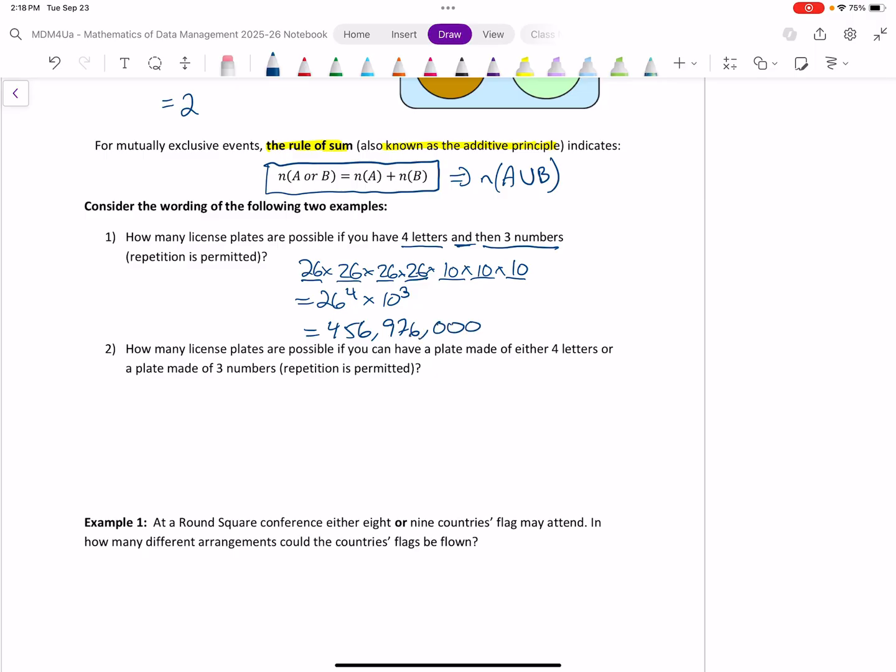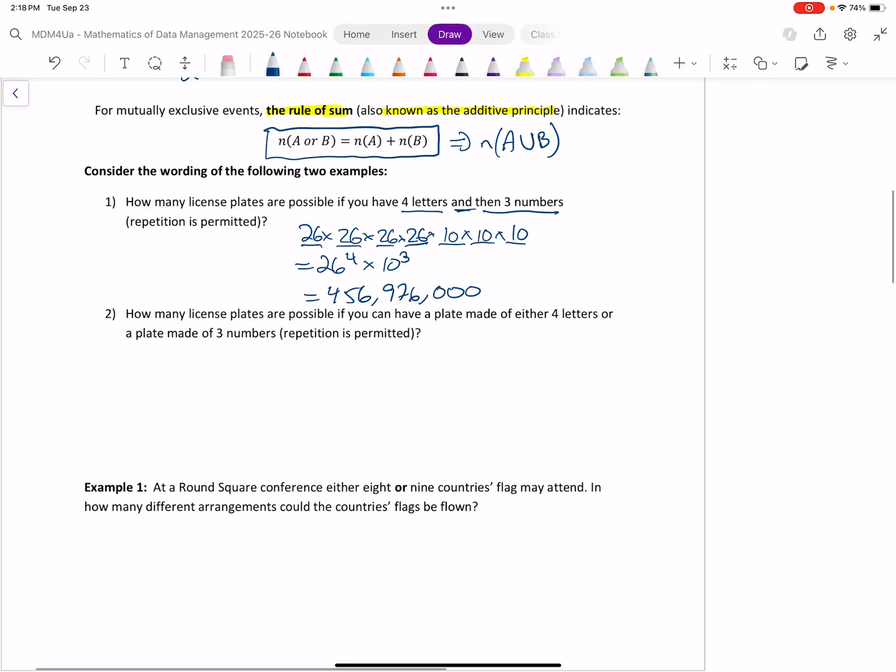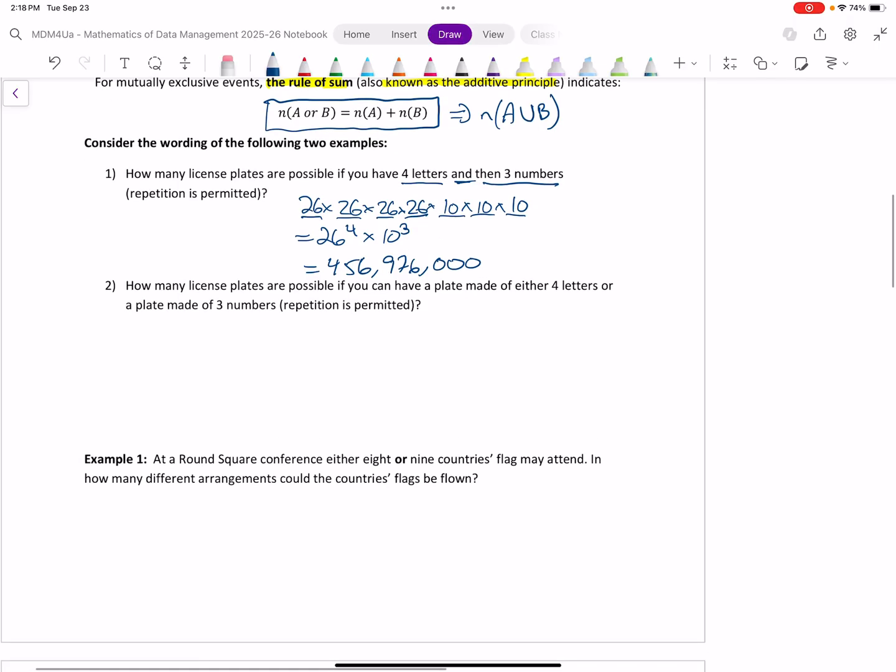This was the multiplication rule. This is the fundamental counting principle. We're multiplying each event, in this case character, the letters and numbers, with each other to get a really big number. If I change the wording ever so slightly in this second example here, it says, how many license plates are possible if you can have a plate made of either 4 letters, and here's the key word, or a plate made of 3 numbers?